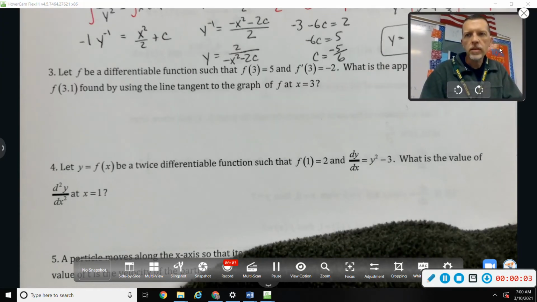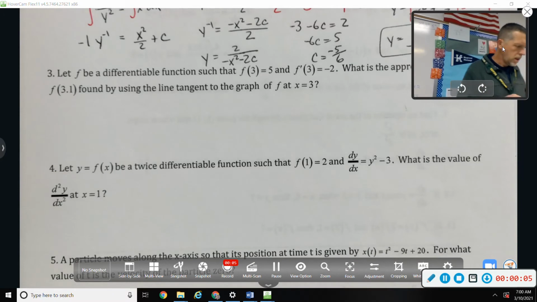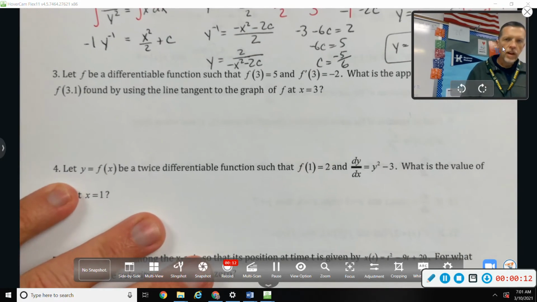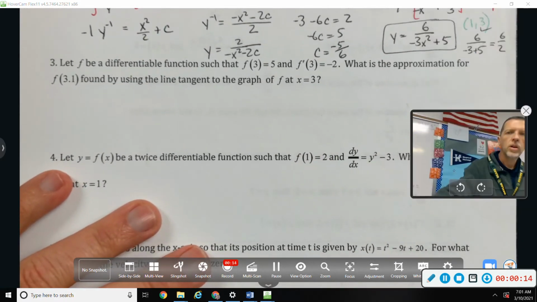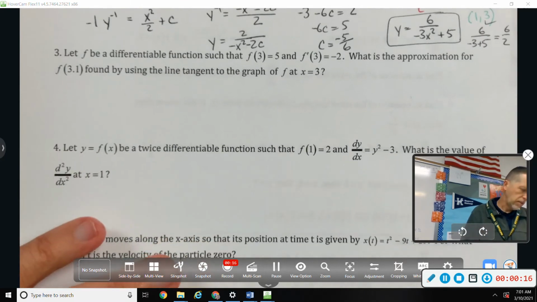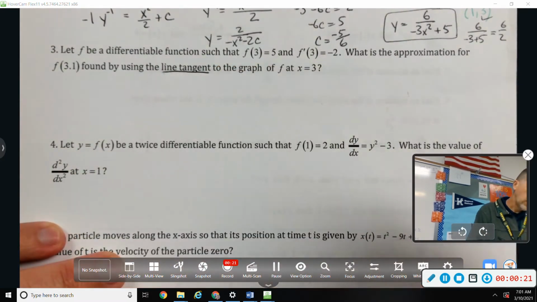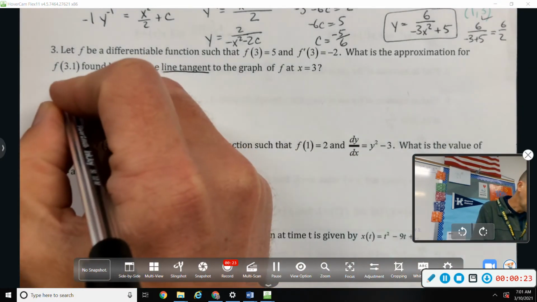All right, let's look at number 3 on the review. Let f be a differentiable function such that f of 3 is 5, f prime of 3 is negative 2. What is the approximation for f of 3.1 using a tangent line? Okay, so I don't need a picture, but maybe it's helpful.